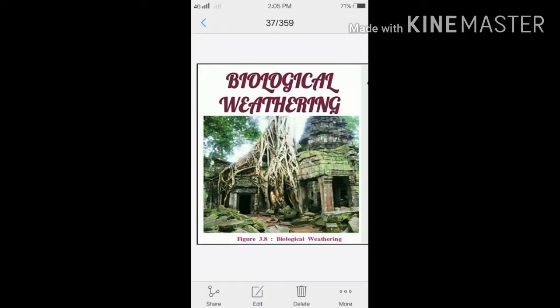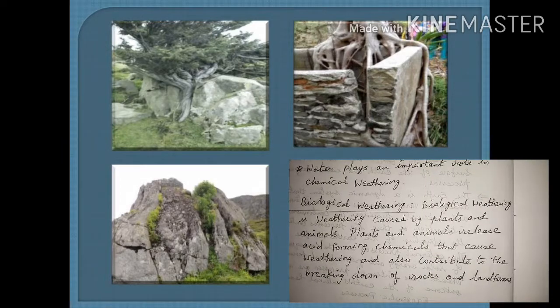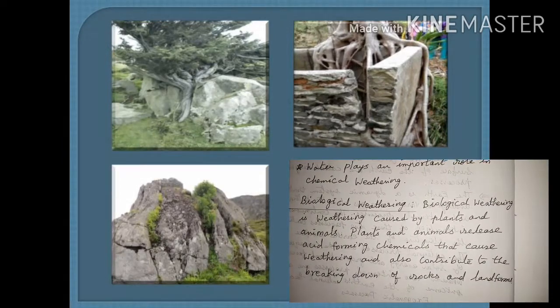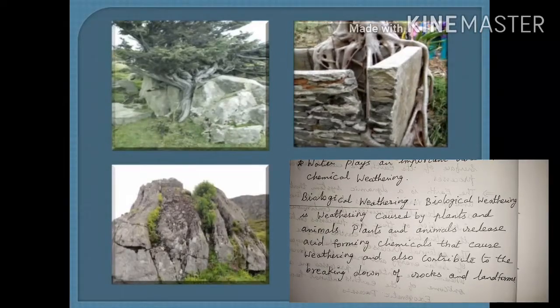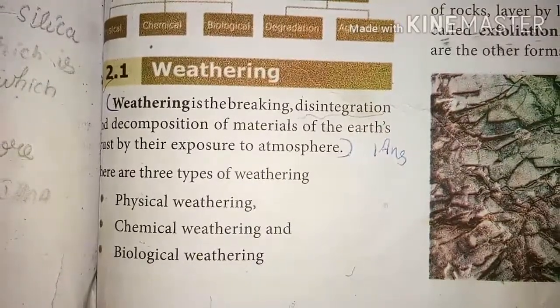Biological weathering. Biological weathering occurs due to the penetration and expansion of plant roots. Earthworms, burrowing animals like rabbits, rats, and some human activities are involved in biological weathering. Biological weathering is weathering caused by plants and animals. Plants and animals release acid forming chemicals that cause weathering and also contribute to the breaking down of rocks and landforms.